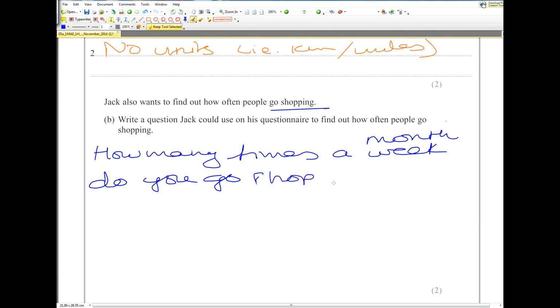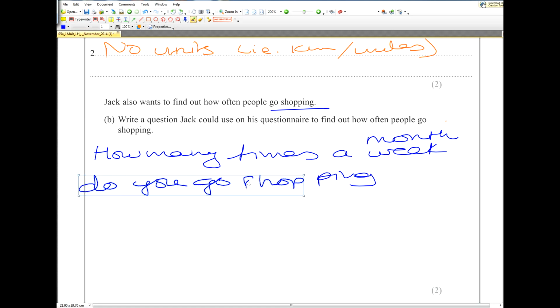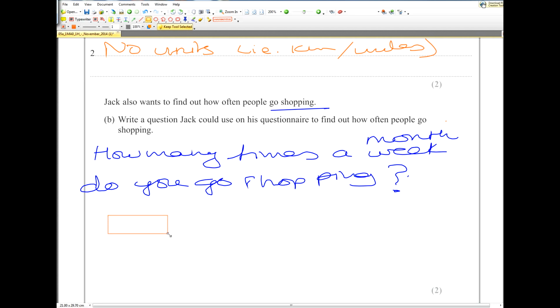So the shopping could be the big shopping or small shopping, doesn't matter. Okay. Shopping. Question mark. Now, what we need now is some response boxes. How many boxes did you have in your responses? 4. Okay, 4 or 5 boxes is fine. Let's put some details now.